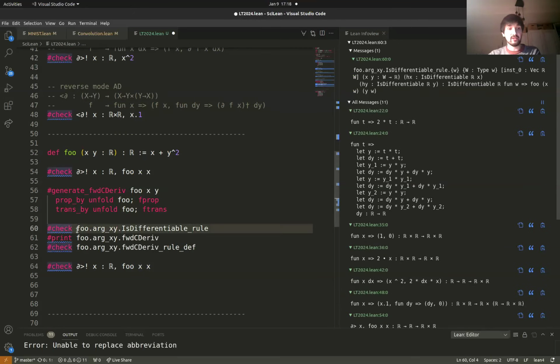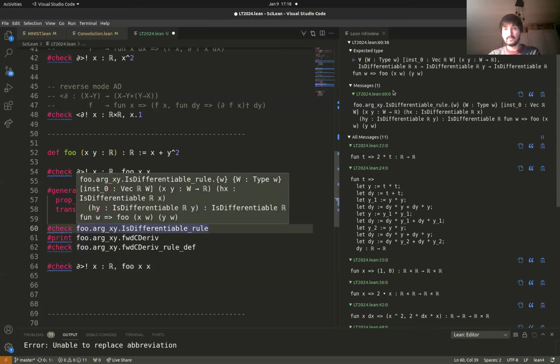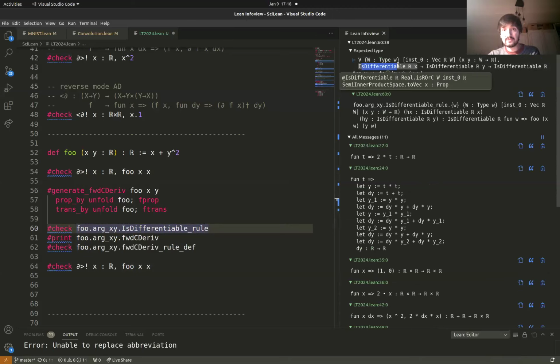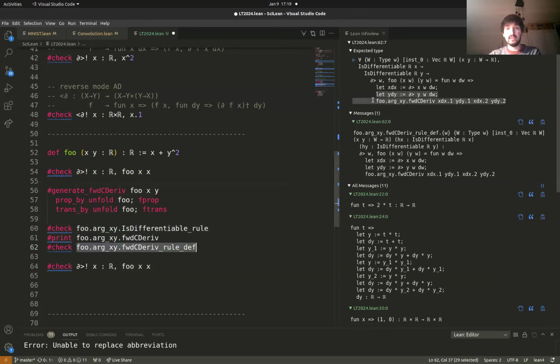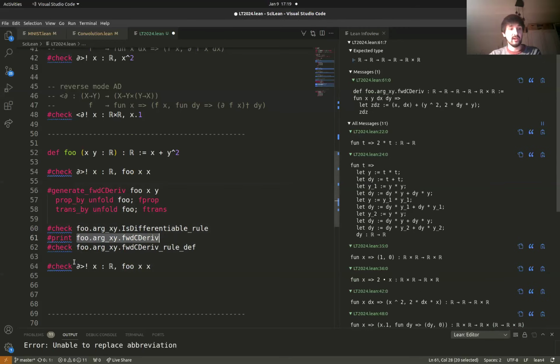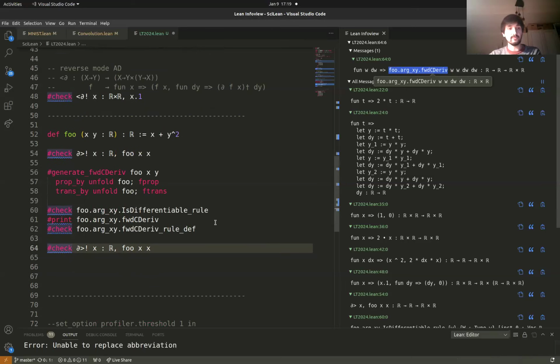And you can then check that it automatically generates theorems like this. There's some naming convention. It says that the function foo in arguments x and y is differentiable. And you can see that it says if x is differentiable and y is differentiable, then foo of x and y is differentiable. It defines a new function that computes the forward derivative, and here is a theorem that formalizes that if you compute the derivative of foo, then you should use this newly defined function. And if we actually compute the derivative of foo, you can see it uses the newly defined function.